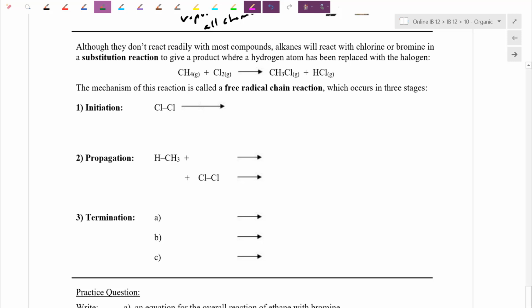Although they don't readily react with most other reagents, in the presence of chlorine and bromine, they do participate in a substitution reaction. Substitution reaction here, as the name suggests, it gets substituted. We trade one for the other. Here's the overall reaction that they talk about. So methane, in the presence of chlorine, it actually is going to substitute. A chlorine has swapped in and a hydrogen has moved out, so it's HCl like this.